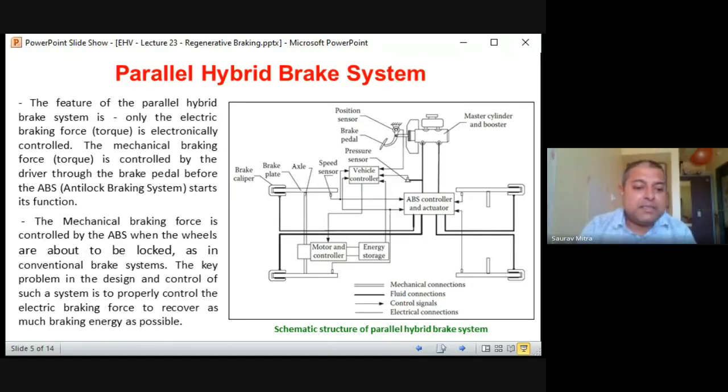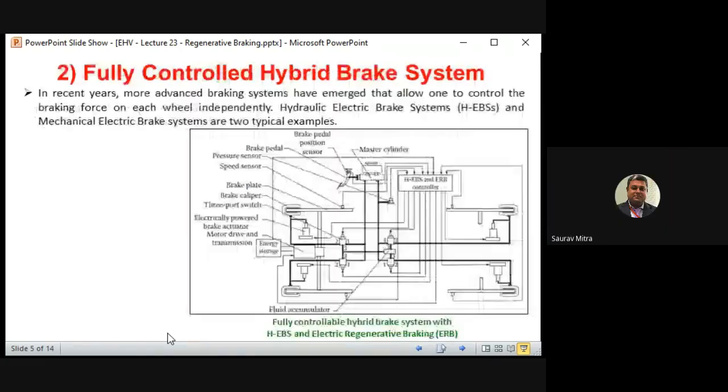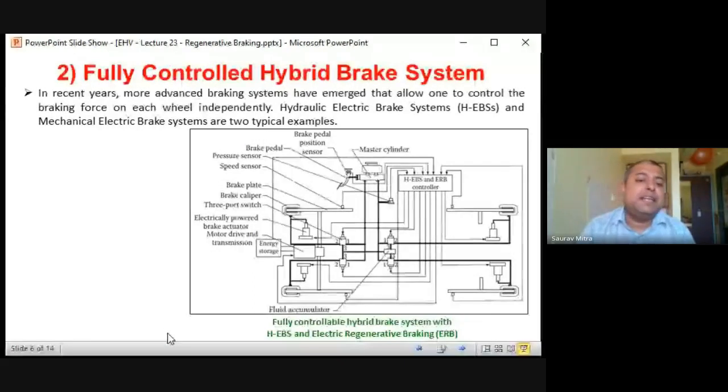As in a conventional brake system, the key problem in the design and control of such a system is to properly control the electric braking force to recover as much braking energy as possible. That means we don't get much regenerative braking from this parallel hybrid brake system. That's why you should go for the second type, called the fully controlled hybrid brake system, and this is called HEBS. HEBS stands for hydraulic electric brake system. That is the full form.